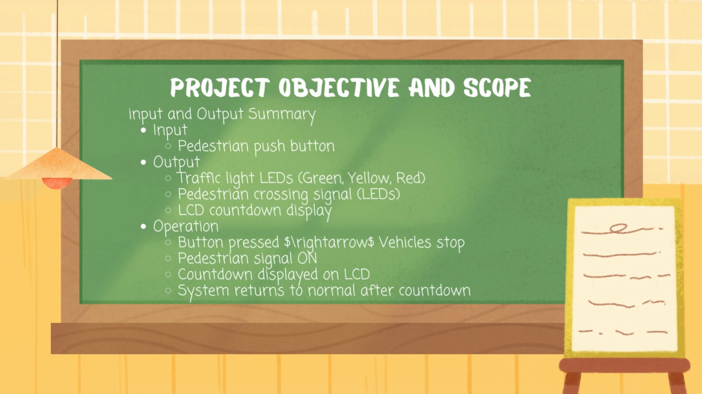Our system has one input, which is the pedestrian push button. The outputs include vehicle traffic LEDs, pedestrian LEDs, and LCD countdown display. This operation is simple. When the pedestrian presses the button, the vehicle stops, the pedestrian light turns green, the LCD displays the remaining crossing time, and after the countdown finishes, the system returns to normal traffic operation.